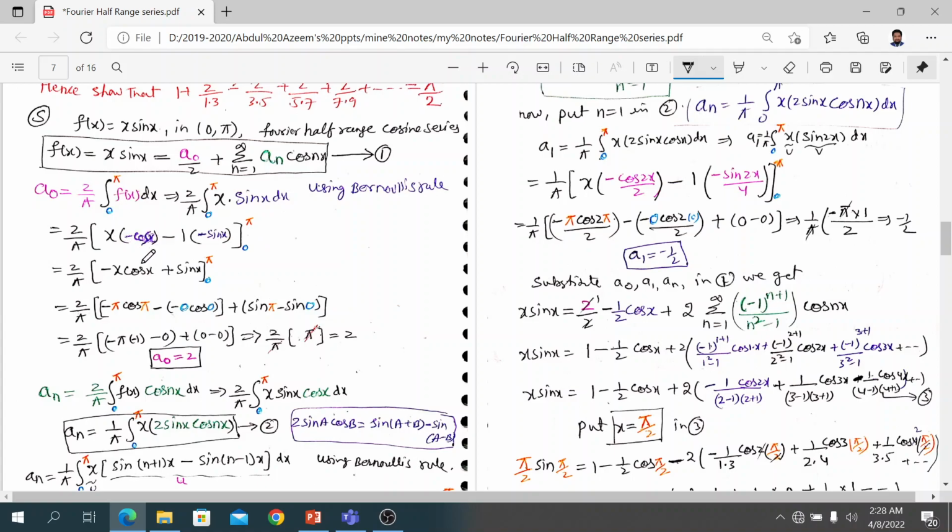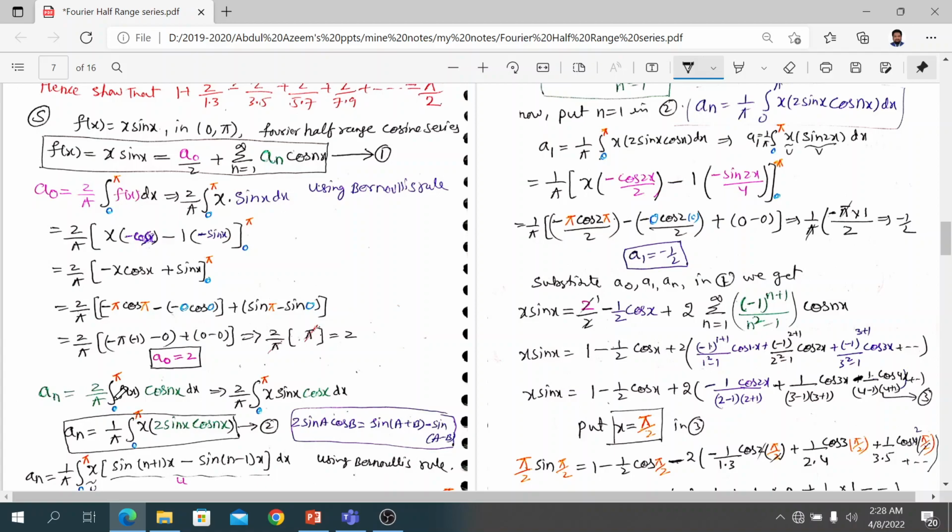So minus x cos x, minus into minus plus sin x. Now upper limit: minus pi cos pi, minus 0 cos 0, plus sin pi minus sin 0. So minus pi as it is, cos pi is minus 1 power of n, minus 0 into something is 0, plus sin 0; sine values will all be 0. So minus into minus plus pi, pi cancels, 2 is the answer.